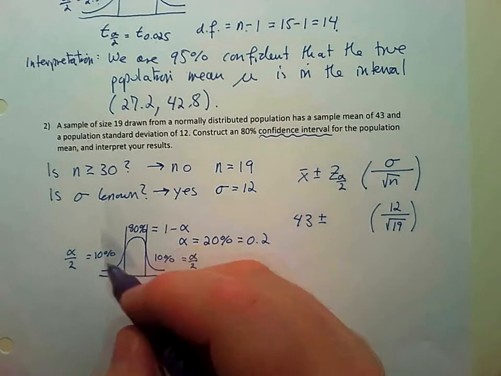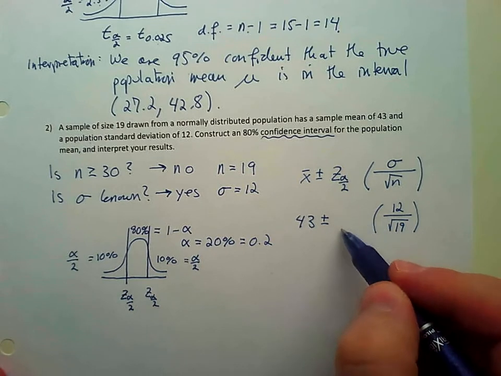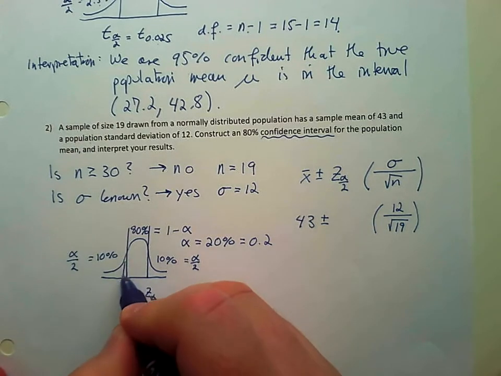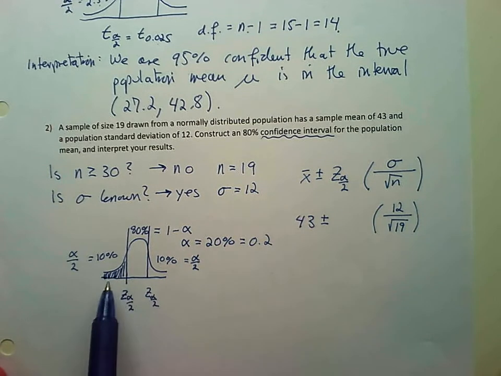And now if we want to figure out what these z values are, that's what we're trying to figure out, so we can plug it into this spot right here. What we're going to do is go looking for the z value in our z table that corresponds to 10%, right? We have 10% in this tail right here.